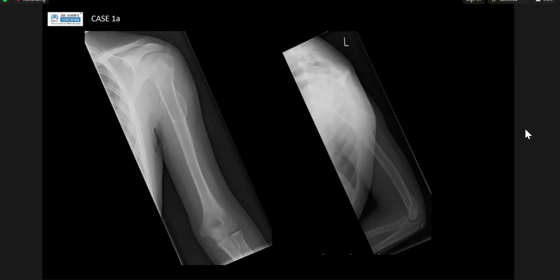In the other view, on the right side, it's not clear, as it's masked by the scapula. However, I am going with a non-aggressive bony lesion, as I see a narrow zone of transition, and the cortex appears to be intact. So for me, this could be a non-aggressive bony lesion, and osteochondroma is the first possibility for me.